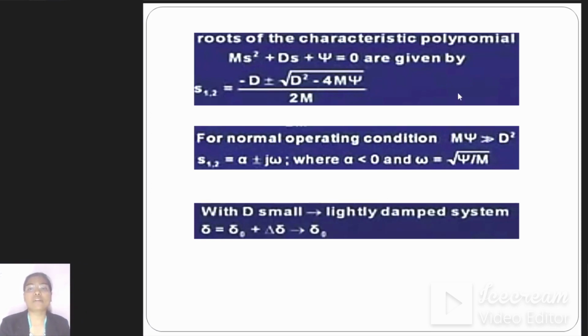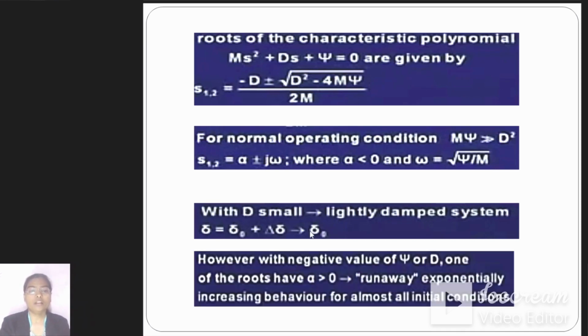As I previously mentioned, for the normal operating condition your damping is very small, that is, it is very lightly damped. Since it is lightly damped, your rotor angle changes by a small amount, that is Δδ. Since it is very small, we can consider that your total δ is equal to the initial delta angle. However, with a negative value of ψ or damping, one of the roots has α greater than 0.